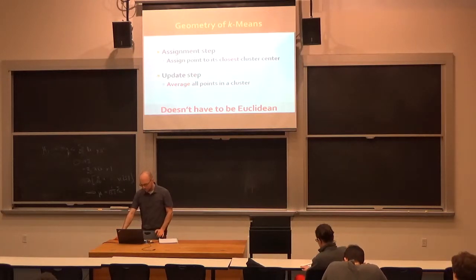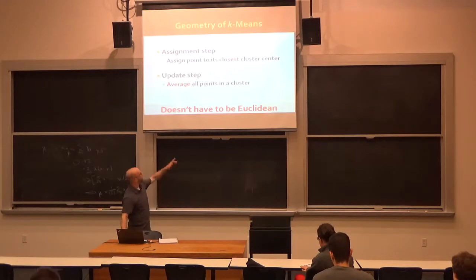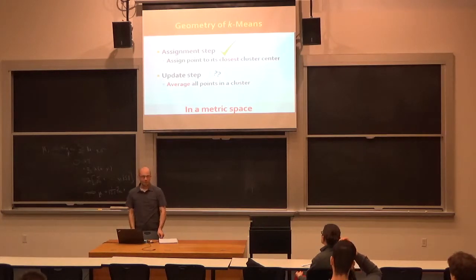In particular, if I have a metric space, I have a distance function, and one of these two steps is really obvious. I can certainly assign points to their closest cluster center. So give it a bunch of points, assigning something to your closest point is just a matter of computing a bunch of distances and taking the minimum.